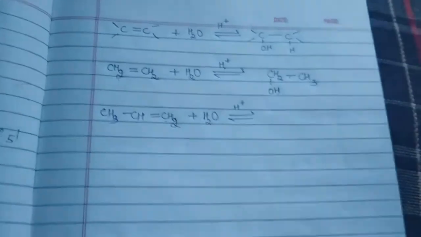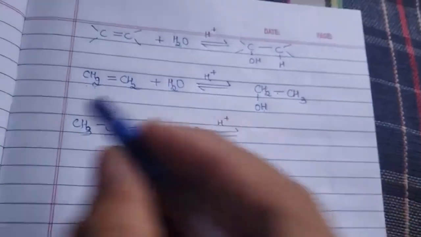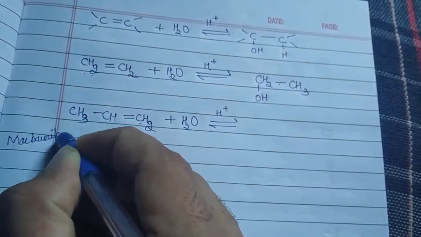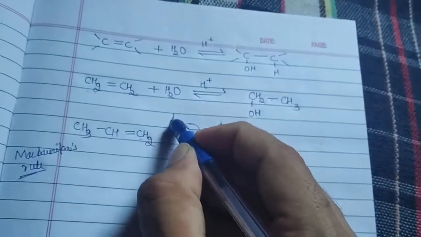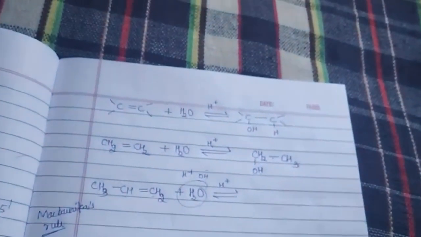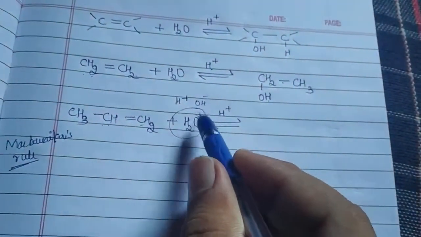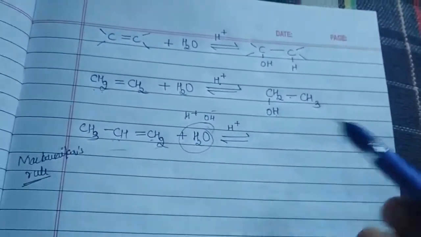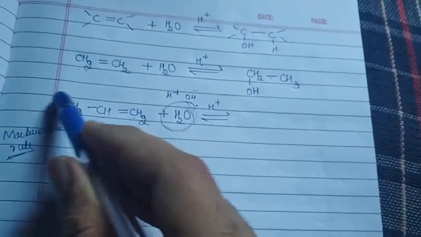When there is an unsymmetrical alkene like this, how can we detect the major product? Yes, by using Markovnikov's rule. What does it say? Whenever an unsymmetrical molecule adds to an unsymmetrical alkene. Why is it unsymmetrical? Because it gives us H plus and OH minus, the bond breaks unsymmetrically. So whenever an unsymmetrical molecule adds to an unsymmetrical alkene, I repeat, according to Markovnikov's rule, I am giving the statement. What does it say? Whenever an unsymmetrical molecule is adding to an unsymmetrical alkene.